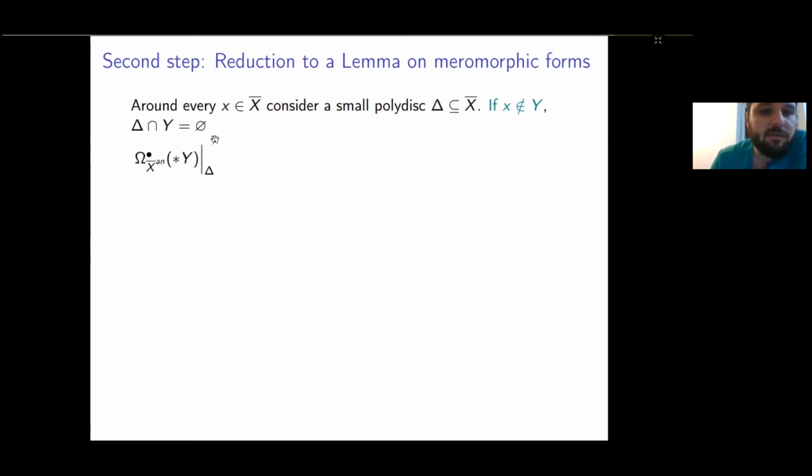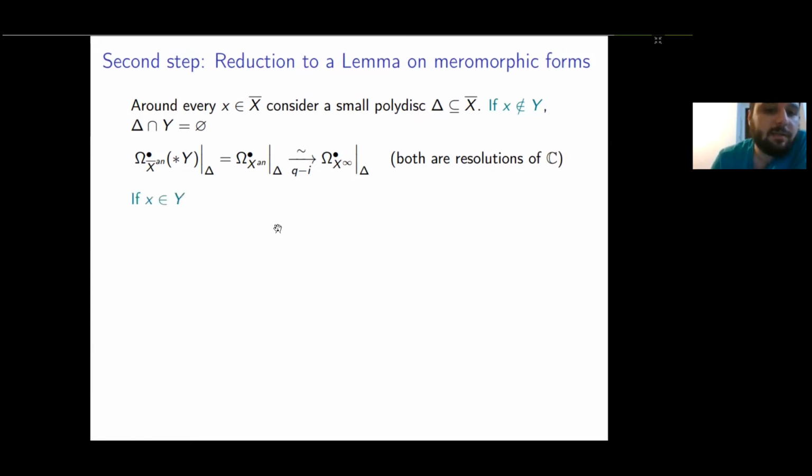In this case, if we look at the complex of meromorphic forms with poles along Y, restricted to this polydisk, we will see that this is exactly the same thing as the complex of analytic forms over delta. And this complex is quasi-isomorphic to the complex of infinity forms, because both are in fact resolutions of the constant sheaf C defined over delta.